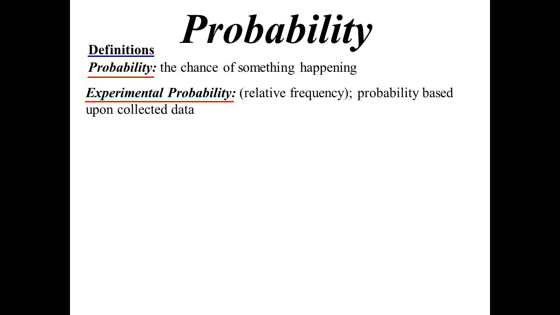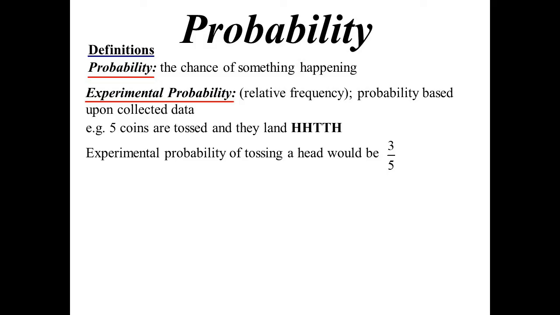Experimental probability, also known as relative frequency. That's when your probability is based upon some data that you have collected. For example, if we were to toss 5 coins, and they land head, head, tails, tails, and heads, then our experimental probability for tossing a head would be 3 in 5. That's what we would conclude from that collection of data. The theoretical probability is, of course, a half.